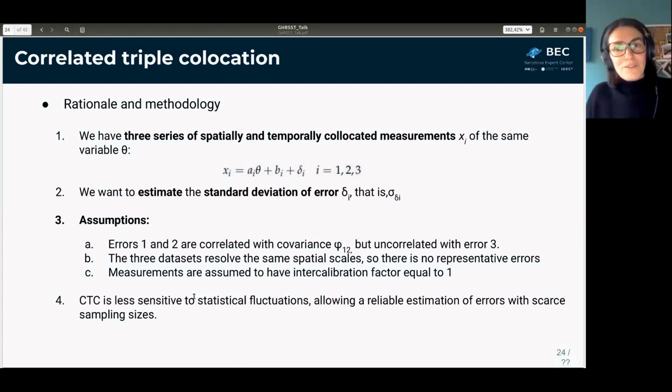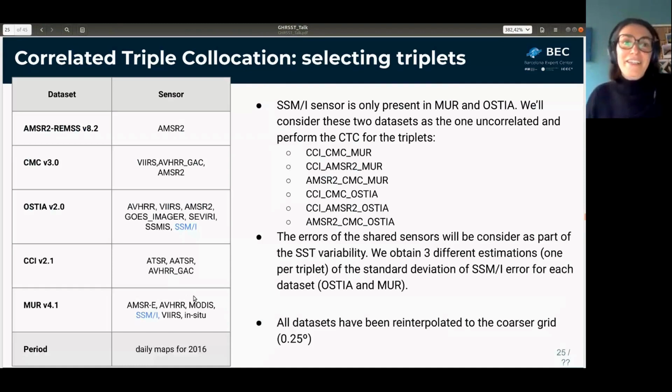But what happens when we try to apply this methodology to the different level 4 products? It's almost impossible to find any combination of triplets of three data sets that are uncorrelated with one another, because they are mainly using the same sensors. So it was kind of a problem.